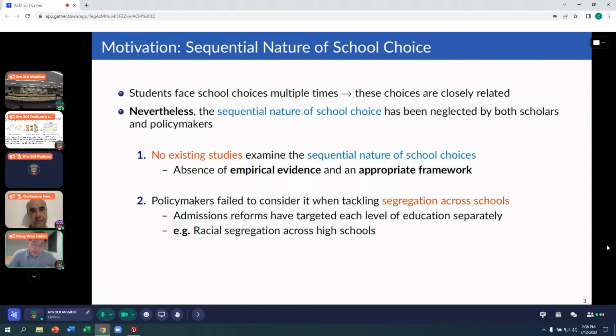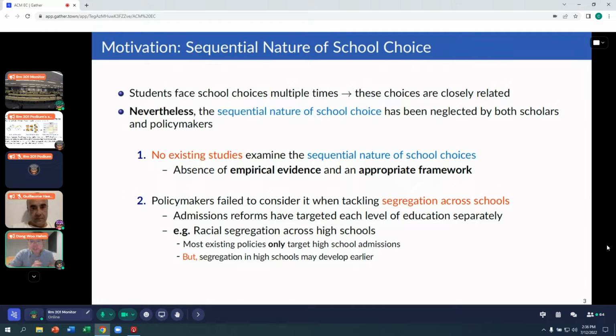Let's talk about that in the context of racial segregation across high schools. Segregation patterns may actually develop much earlier than high school. For example, if middle schools are already segregated, this could lead to more segregation in high schools. But any kind of high school only policy will fail to address this type of issue.